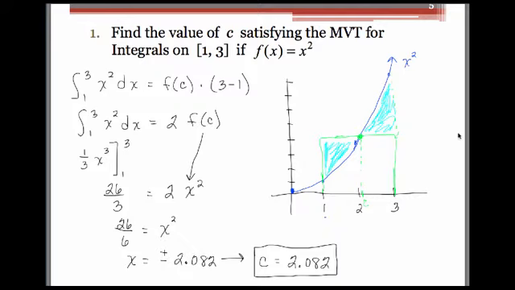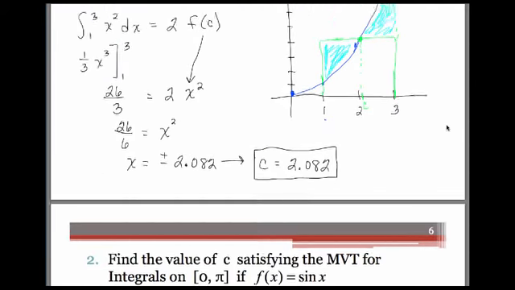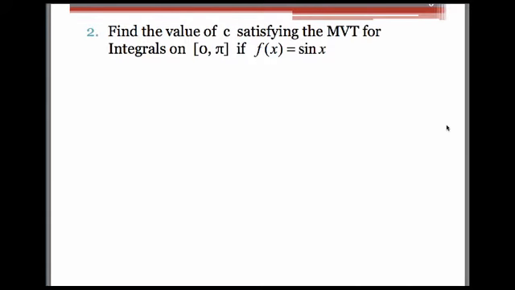So let's try another one. Let's do a trig one. We want to find the value of c satisfying the mean value theorem for integrals on the interval from 0 to pi if the function is sine of x.